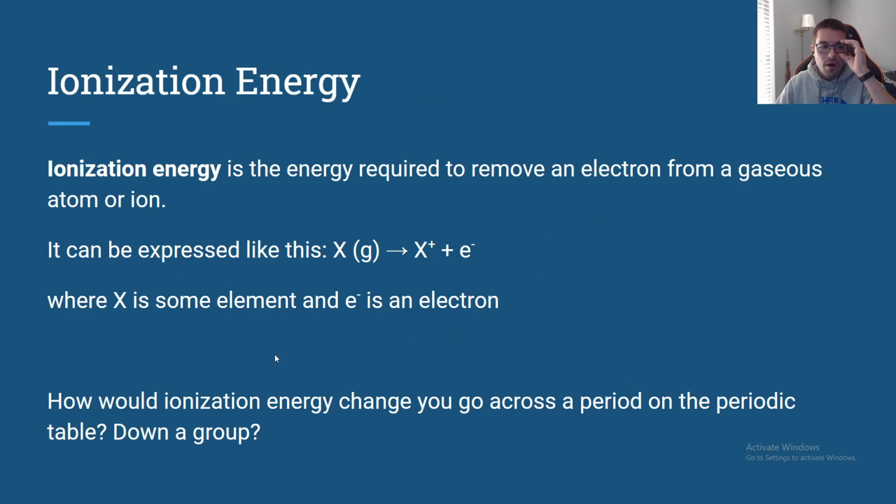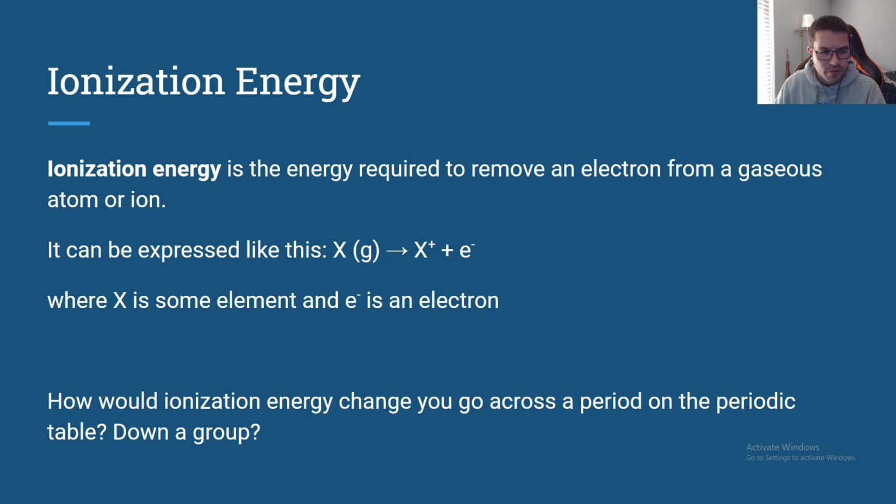Next thing I want to talk about is ionization energy, okay? And this is a little bit tougher because atomic radius is a little bit intuitive, right? It's just the size. But you guys probably don't know what ionization energy is. So here's your definition for you. Ionization energy is the energy required to remove a single electron from a gaseous atom or ion.